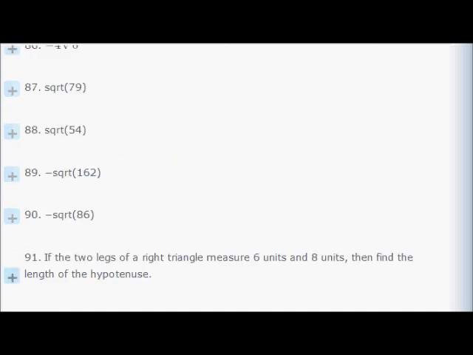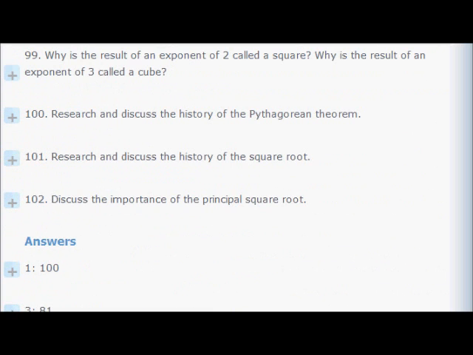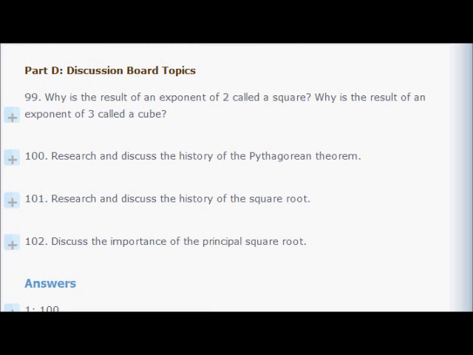The odd numbered questions have answers to them, except for the discussion board questions at the end. So let's just look at those discussion board topics. Why is the result of an exponent of 2 called a square, and why is the result of an exponent of 3 called a cube?